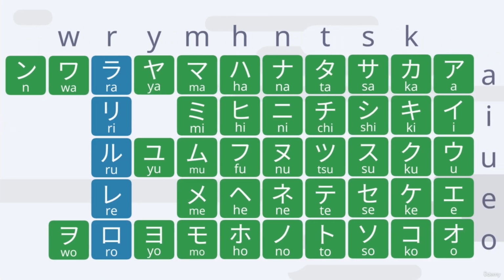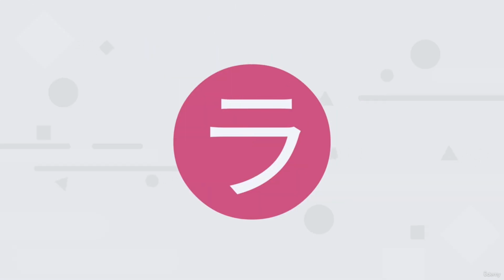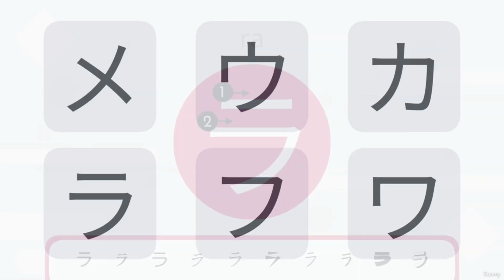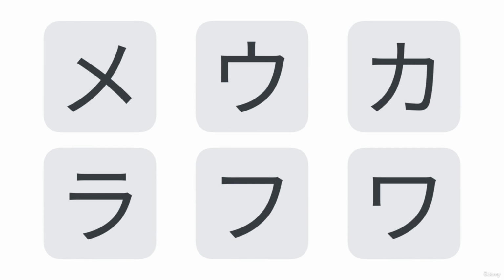In this lesson, we'll learn the characters ra, ri, ru, re, ro. The first character we'll learn is ra. Which of these characters is ra? Ra.